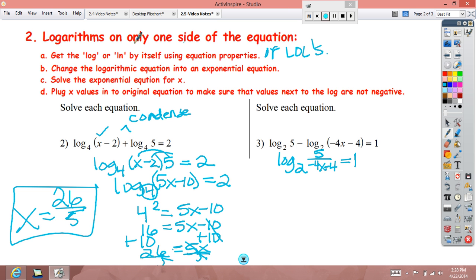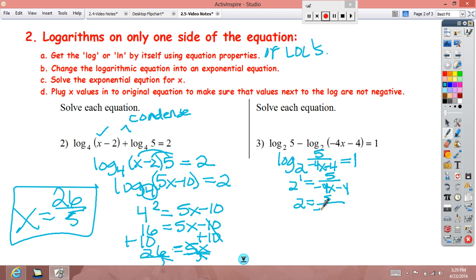So again, log base 2, 5 divided by negative 4x minus 4 equals 1. And so this is getting the log by itself. I can't simplify this part anymore. So I've got to go to step number 2. Change this into an exponential equation. So I get to change this into exponential, same thing we did here. I start with my base, 2 to the first power equals 5 over negative 4x minus 4. Okay? 2 to the first is just 2.